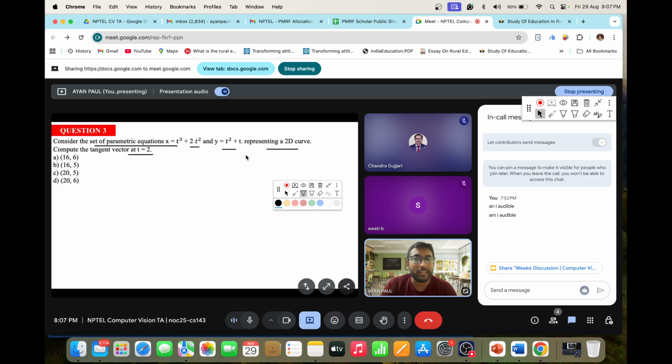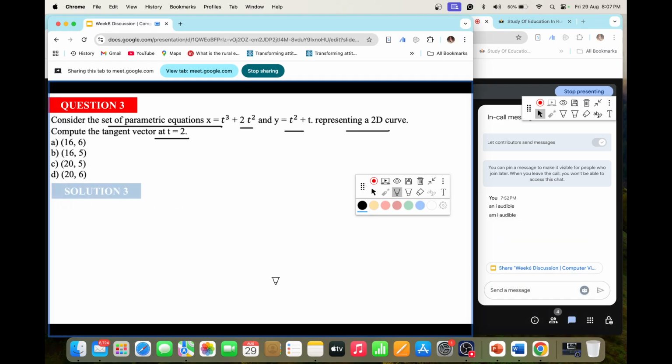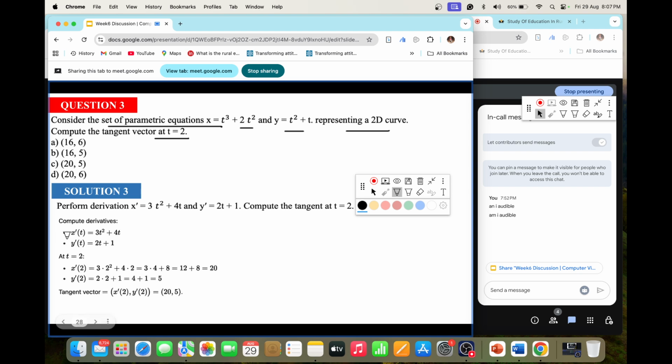So x equals t cube plus 2t square. So what is del x by del t? It is 3t square plus 4t. Similarly, what is del y by del t? It is 2t plus 1. Okay, so let me show you. Very easy. Just compute del x by del t, or x dash, that will be equal to 3t square plus 4t. Here y dash, or del y by del t, is equal to 2t plus 1. Okay, so this is given.